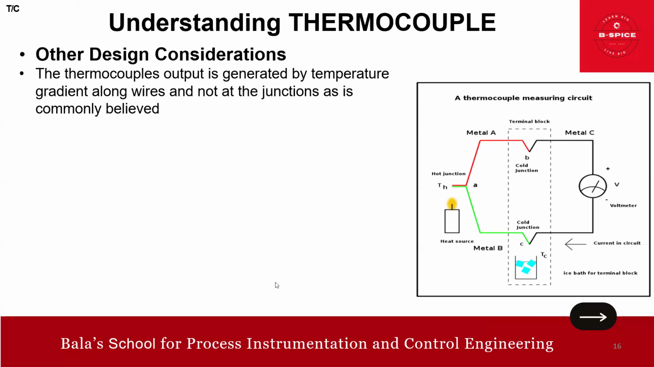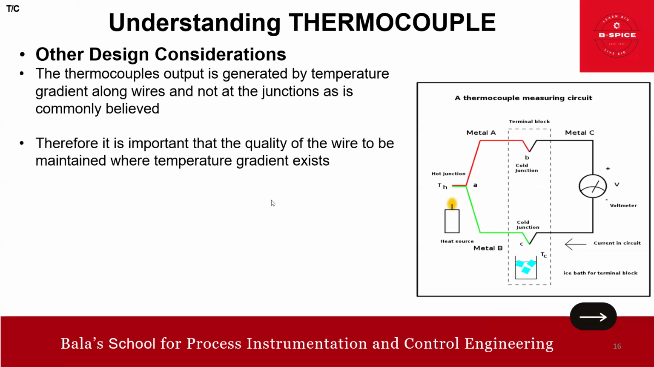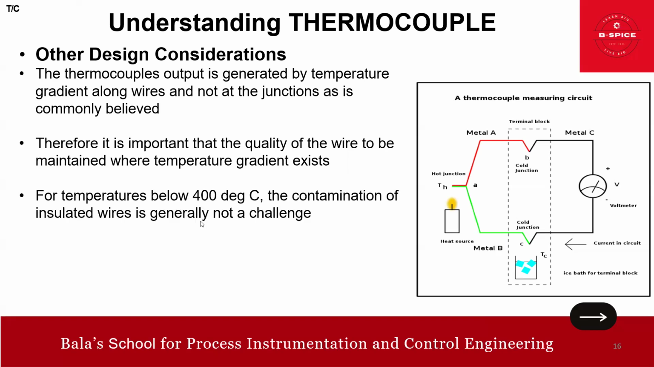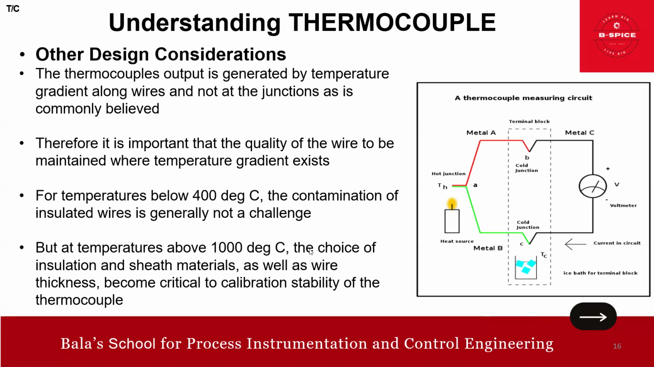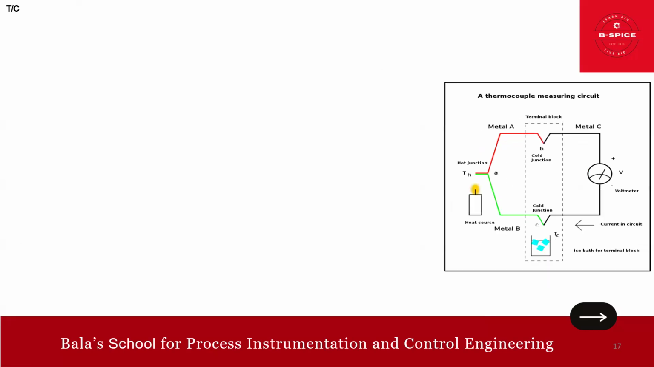The thermocouple output is generated by the temperature gradient along the wires, not at the junction as commonly believed, right? Therefore, it is important that the quality of the wire be maintained where the temperature gradient exists. For temperatures below 400 degrees, the contamination of insulated wires is generally not a challenge. But at temperatures above 1000 degrees, the choice of insulation, the sheath material as well as the wire thickness become critical to the calibration stability of the thermocouple. Just understand this. These are some other design aspects which we need to watch out for.